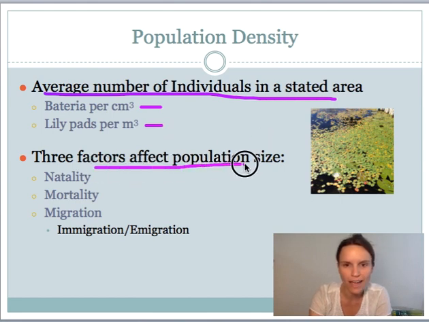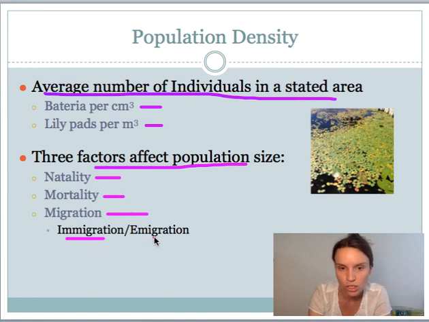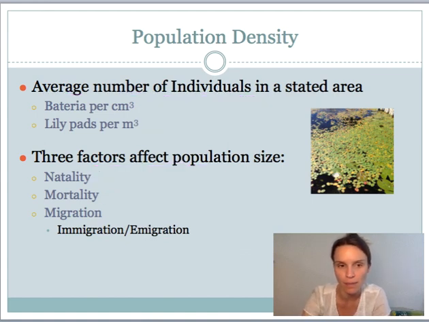There are 3 factors that affect population size and population density. Natality is birth rate, mortality is death rate, and migration is the movement into or out of a given area. And obviously those 3 things have an effect on the number of organisms that live in a population at any given time.